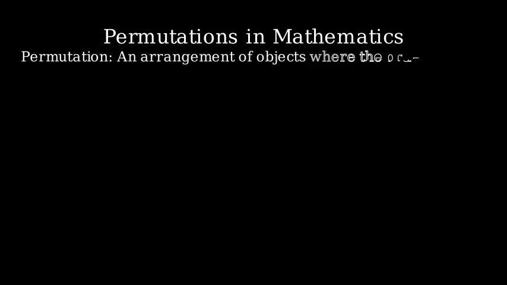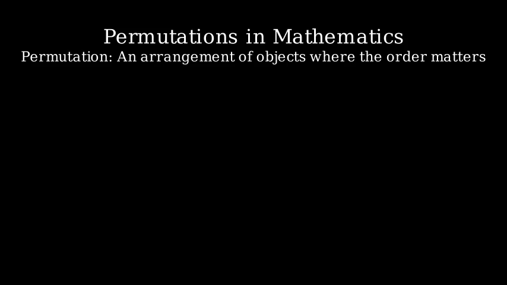Welcome to this lesson on permutations in mathematics. Permutations are a fundamental concept in combinatorics and have many applications in various fields of mathematics, computer science, and everyday life. So, what exactly is a permutation? A permutation is a specific arrangement of a group of objects in a particular order. In other words, it's a rearrangement or reordering of objects where the order matters.